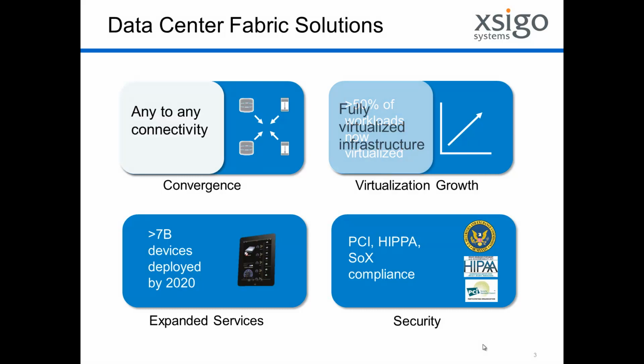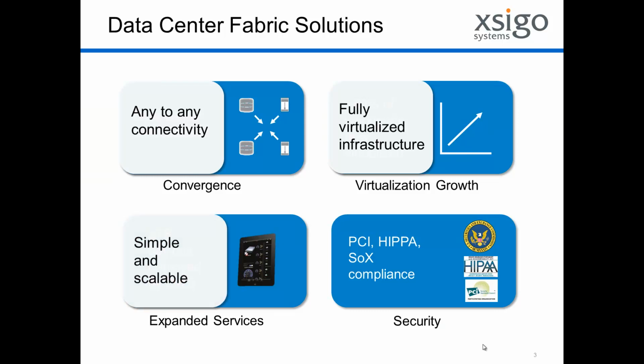Data center fabrics address these challenges in a number of different ways. The challenge of convergence is met with any-to-any connectivity. The idea of a fabric is that you can connect anything to anything in the data center or even between data centers to help convergence become a manageable activity. Virtualization growth is met with a fully virtualized infrastructure. The fabric is a virtualized infrastructure to match the flexibility and high utilization of the servers themselves.